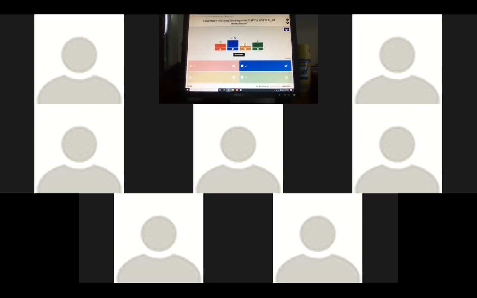So the chromatids are what come together to make the typical chromosome shape that you think of, that X shape. So 2 chromatids are present, 2 copies of DNA essentially. There's 2 copies of DNA at the end of G2 after that S phase has already replicated the DNA.